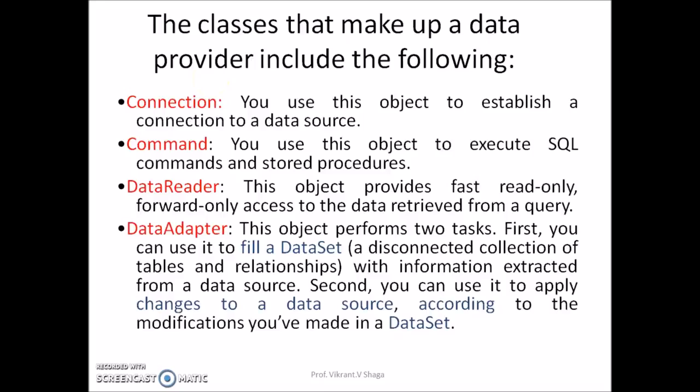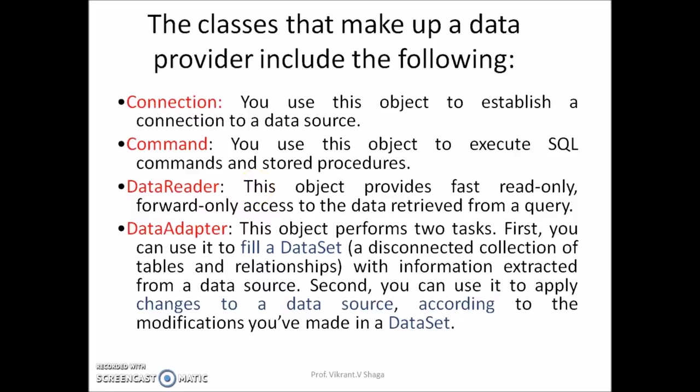Before connecting to the databases, we need to see what are the different objects that we need to use for connecting to the data sources. For example, if I have to establish a connection to the databases, I need to have a connection object. Similarly, if I have to execute some SQL commands or stored procedures, I need to have a command object. Similarly, if I want to retrieve some data from the databases, I need to have a data reader object, which provides a fast read-only, forward-only mechanism.